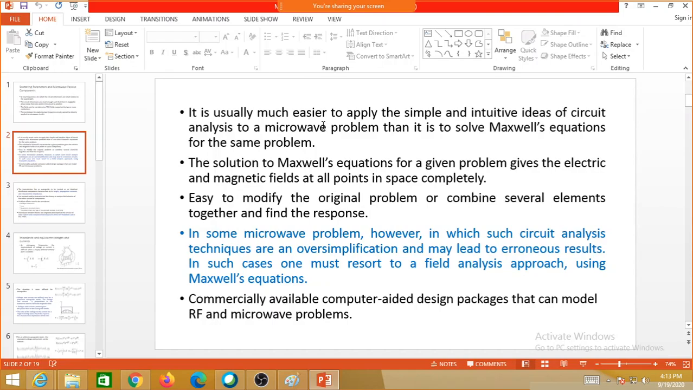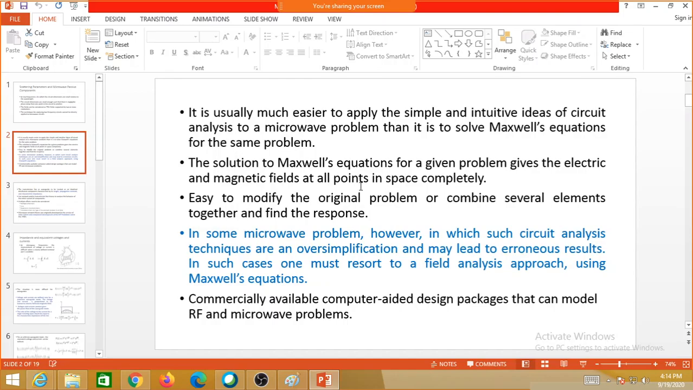If you apply voltage and current to some problem, it may lead to erroneous results. In such cases we need to come back and apply Maxwell's equations and find the electric and magnetic field. So for a particular problem, we first have to intuitively see whether voltage or current, or the field configuration, applies to that microwave problem. That is very important in analyzing any microwave circuit.